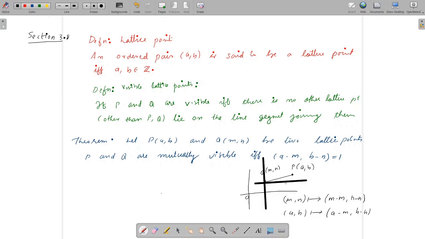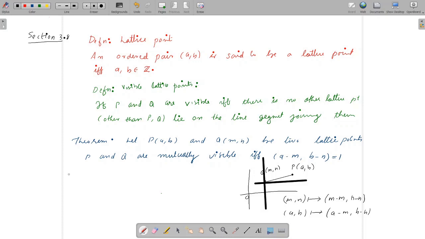We need to find a characterization for the visibility of (a, b) and (m, n). Instead, we will find the characterization of the visibility of this point from origin. If you prove (a minus m, b minus n) is visible from origin if and only if these are relatively prime, that is equivalent to the statement that P and Q are mutually visible if and only if GCD of (a minus m, b minus n) is equal to 1.